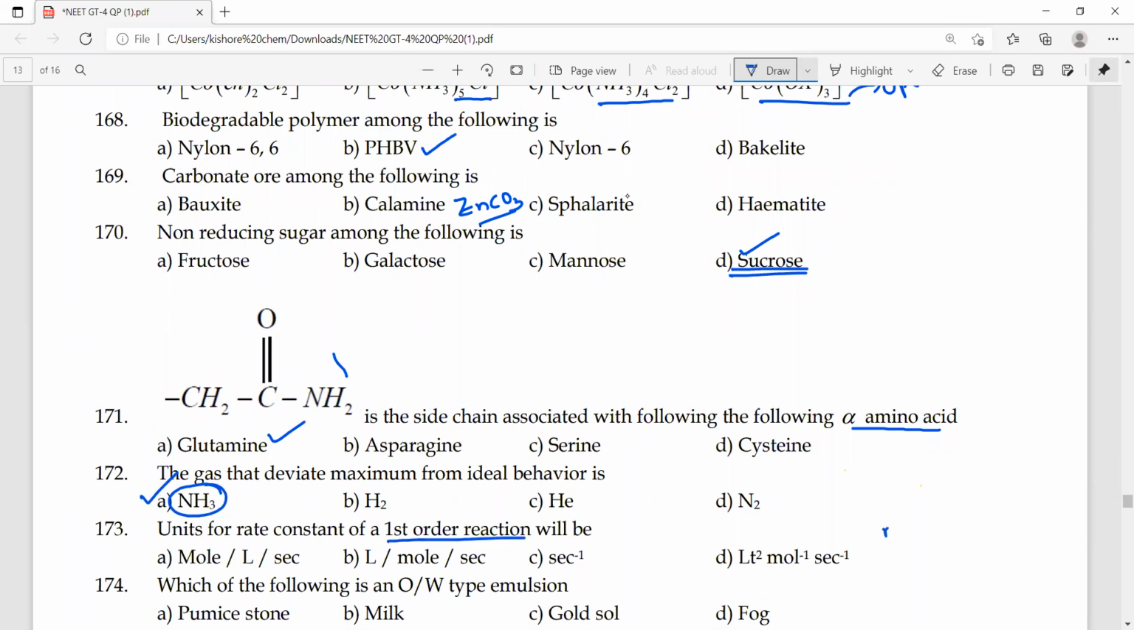First order reactions. For nth order reaction, the unit is moles per liter to the power 1 minus n, per second. Here we substitute n as 1, 1 minus 1 is 0. It is per second.